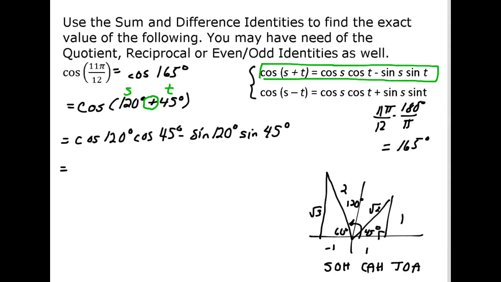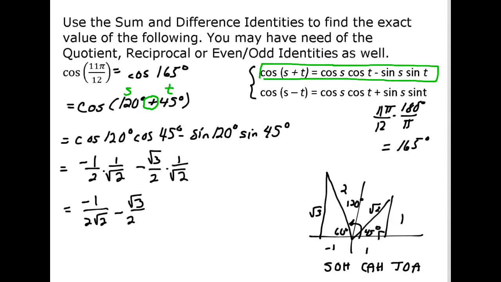So the cosine of 120 degrees, adjacent over hypotenuse, negative 1/2. And that gets multiplied by cosine of 45 degrees, so 1 over square root of 2. And then I subtract sine of 120 degrees, so opposite over hypotenuse, square root of 3 over 2. And sine of 45 degrees, 1 over square root of 2. So we have negative 1 over 2 square roots of 2 minus square root of 3 over 2 square roots of 2. So that would be negative 1 minus the square root of 3 over 2 square roots of 2.